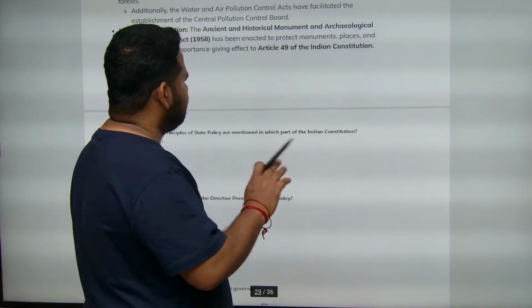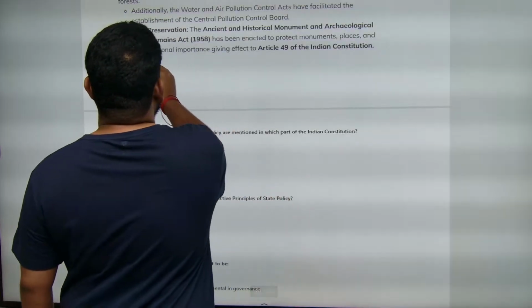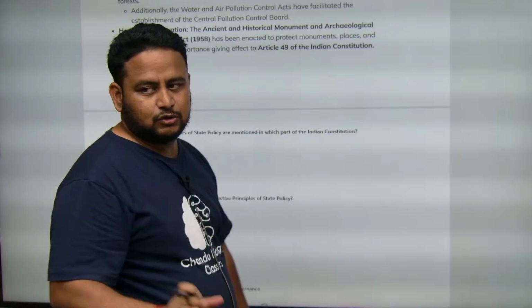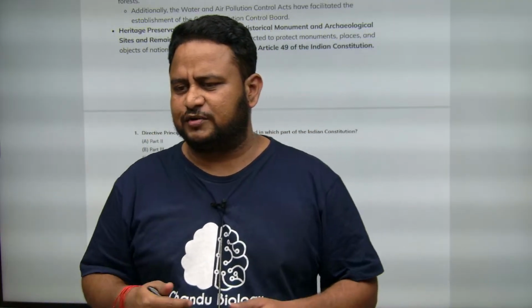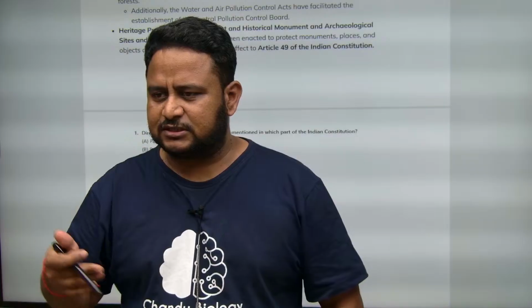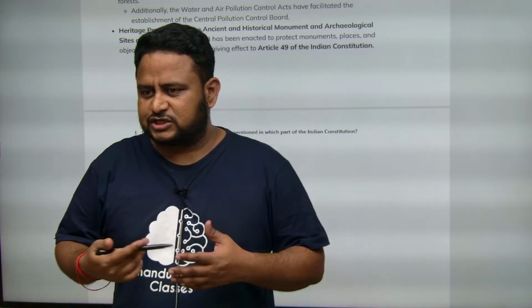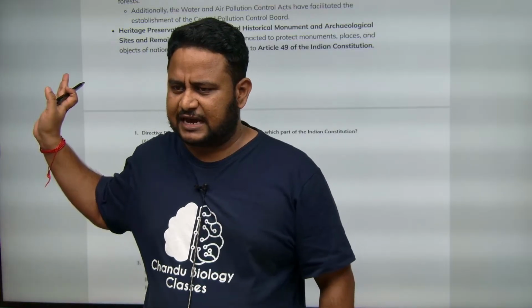Now, that's all about DPSP. Now coming to Article 49 of the Indian Constitution. I told you Article 49 is talking about what? Protection of monuments. So, Heritage Monuments Protection Act, that is given in Article 49. For the protection of monuments also one act was passed, that is what the act is saying.